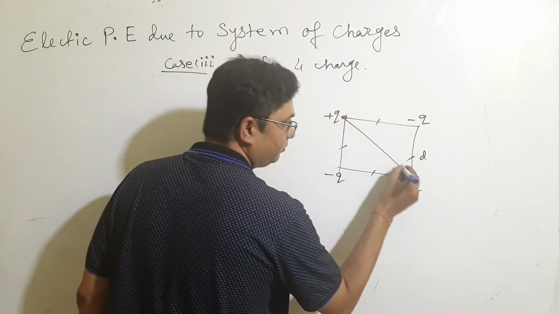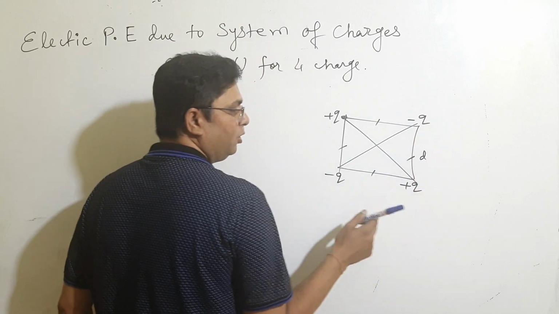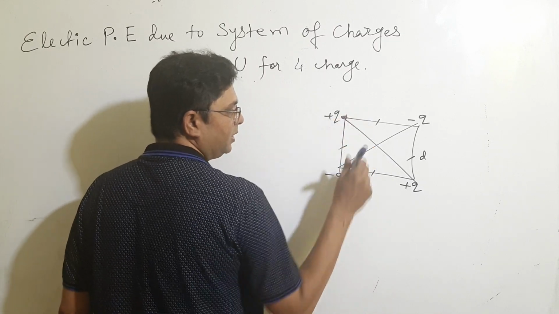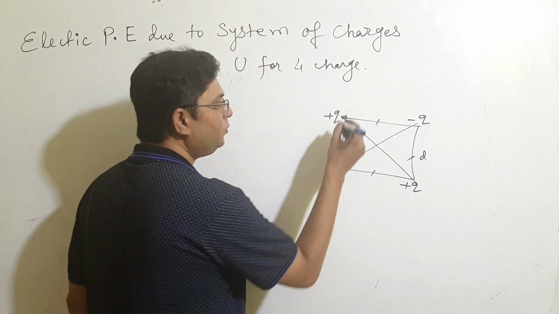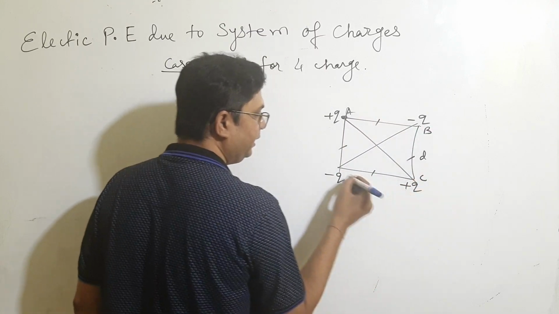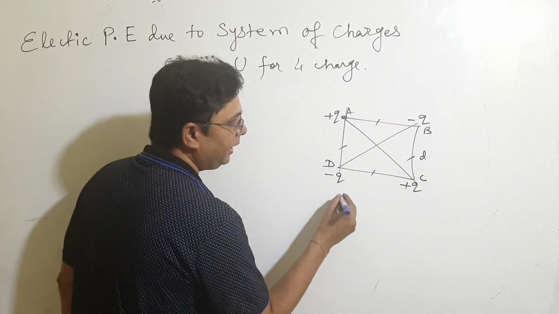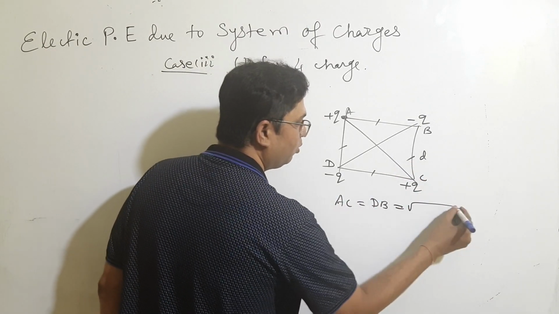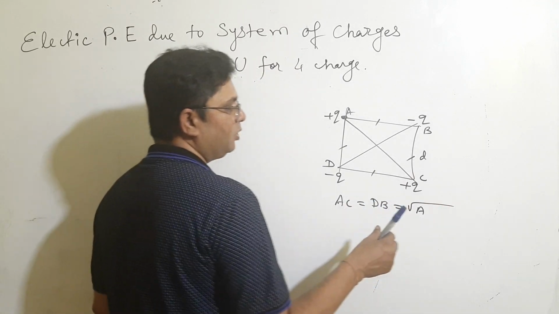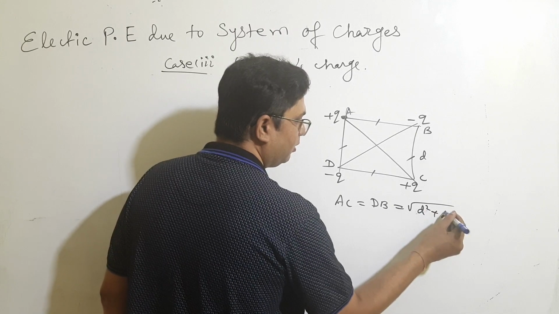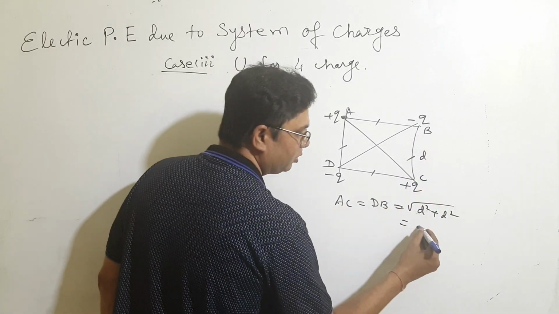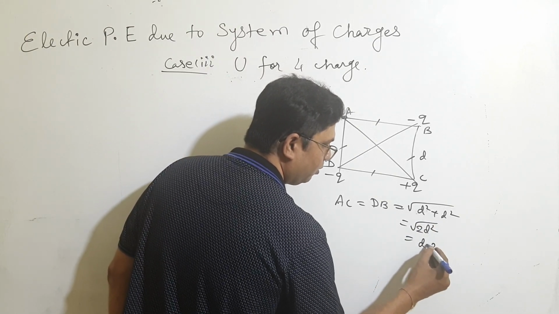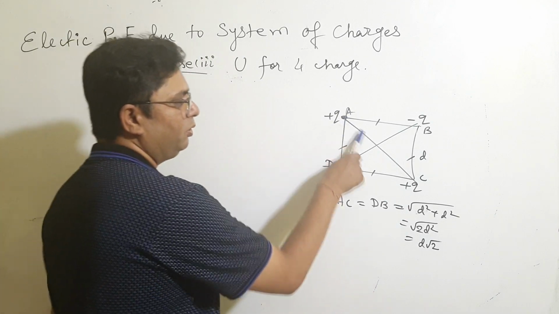First, join this, this is D, this is D. So by Pythagoras theorem, we are able to calculate the length of the diagonal. This is A, B, C, D. So what will be AC? AC and DB are the same, which is equal to under root D square plus D square, so it is equal to under root 2D square. So this is equal to D root 2. So distance between these two is D root 2.